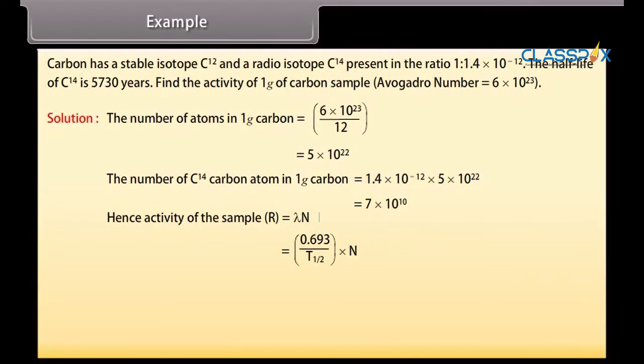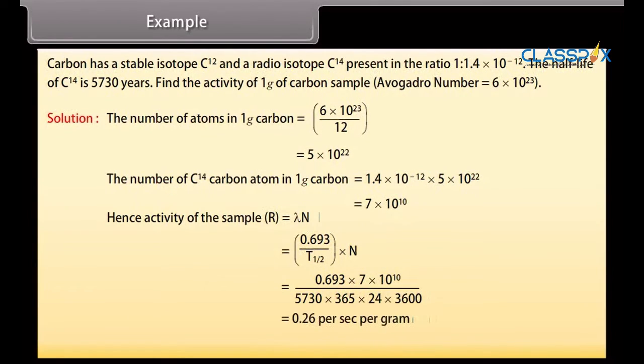into N, which is equal to 0.693 into 7 into 10 raised to the power 10 by 5,730 into 365 into 24 into 3,600, which is equal to 0.26 per second per gram, approximately 16 per minute per gram.